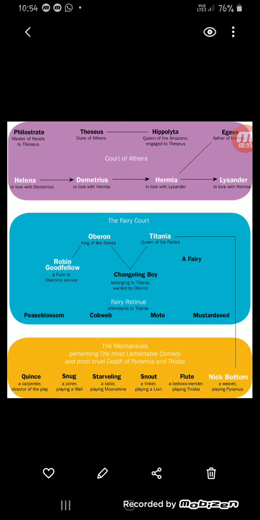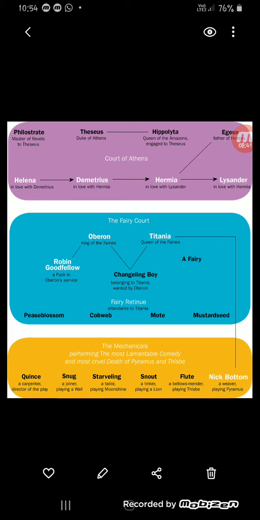A lot of celebrations and functions will be there, and one of them is a play that is going to be performed during their wedding or after their wedding. So these people, Quince, Snug, Starveling, Snout, Flute, and Nick Bottom, are the players who are going to perform a play. These characters are not prominent, remember this, but just know their names.